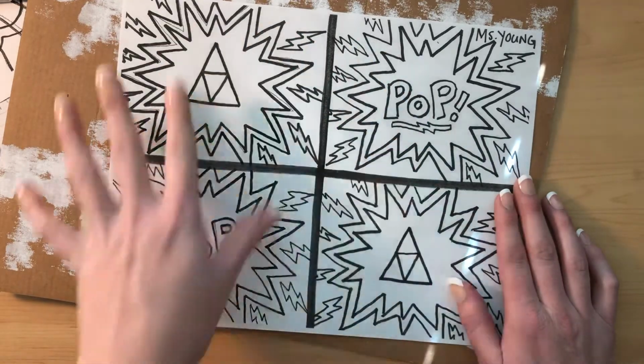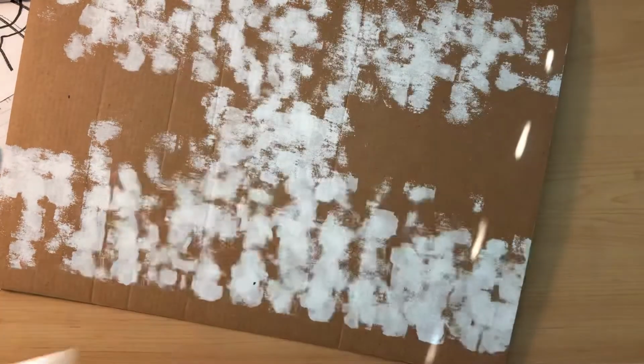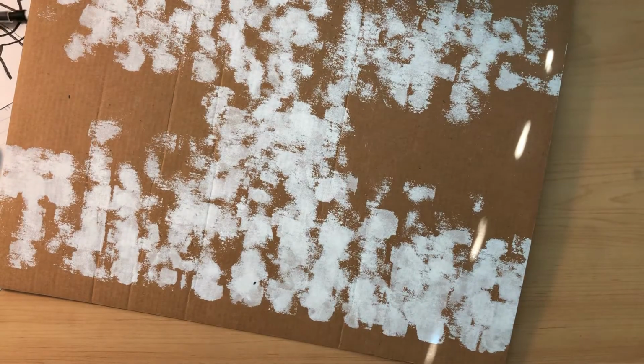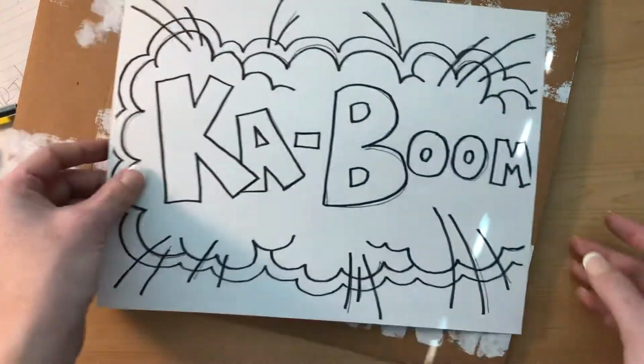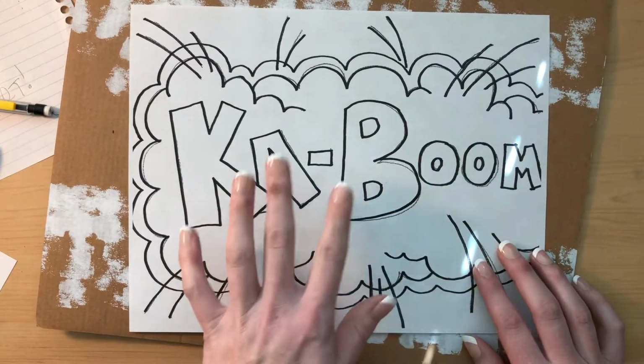Now, this looks like a lot, but don't worry. This is what my older kids are doing. What we're going to be doing is just one instead of having to do four. So we're going to do one like this.